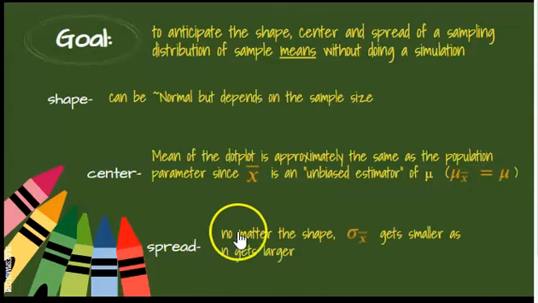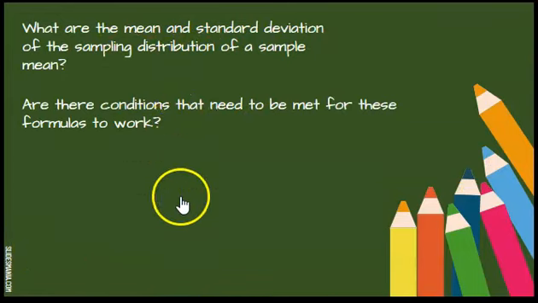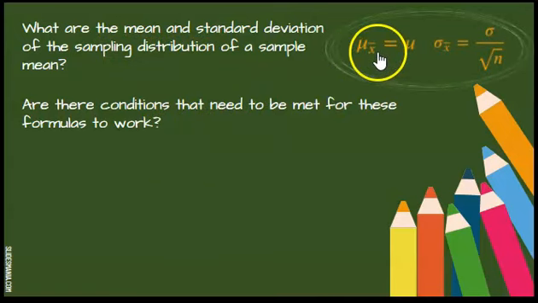So spread. No matter what the shape is, the sigma of x bar, the standard deviation of my x bars, gets smaller as n, my sample size, gets larger. So what are the mean and the standard deviation of the sampling distribution? Well, we kind of hit on this, but here are the formulas. The mean of x bar is mu, the population mean. The standard deviation of my x bar is this formula right here: sigma, the population standard deviation, divided by the square root of my sample size.